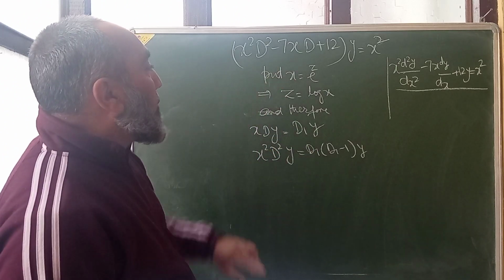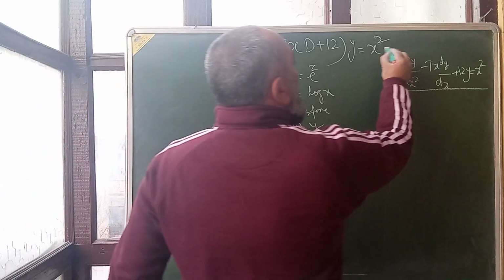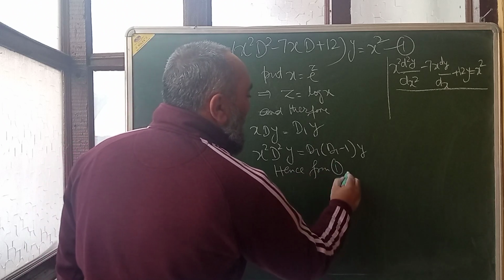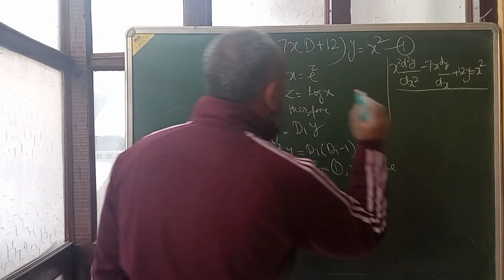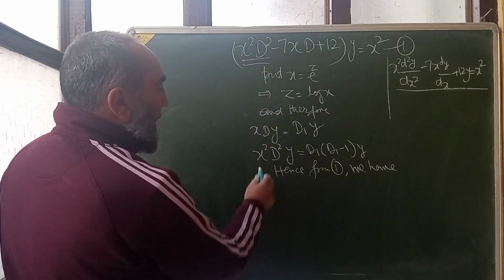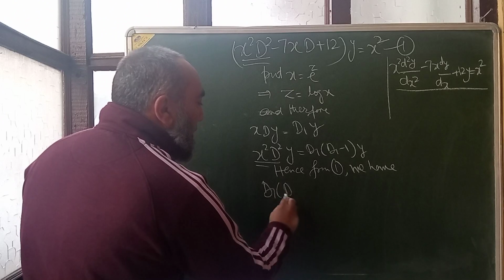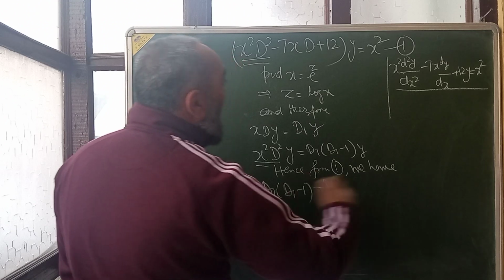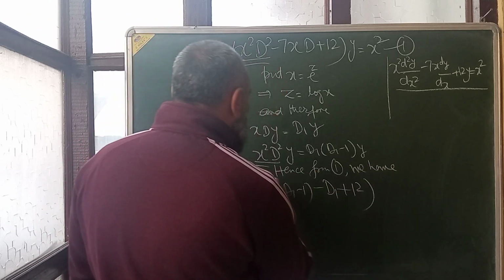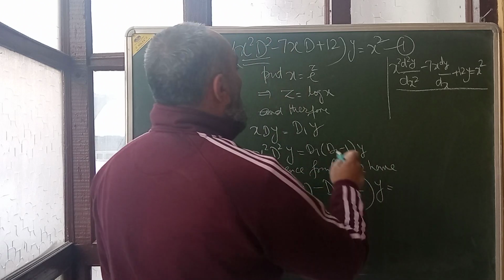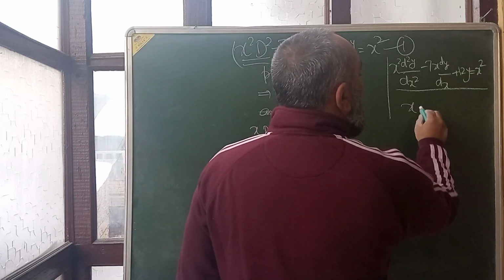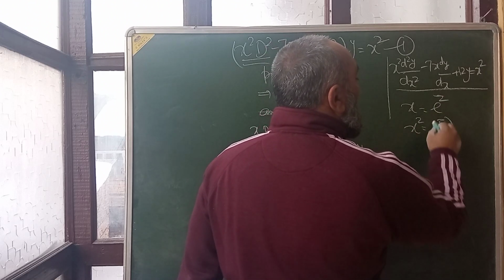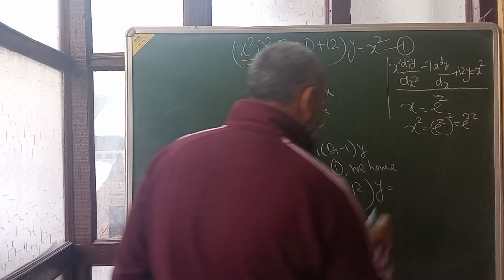Okay, now let me use it over here. Therefore from 1, we have x square d square, it is D1, D1 minus 1 y, minus 7x d, it is D1 y, plus 12 y equal x square. You see, your x is e to the power z. What is x square? It is e raised power z whole square, it is e to the power 2z. So e raised power 2z.